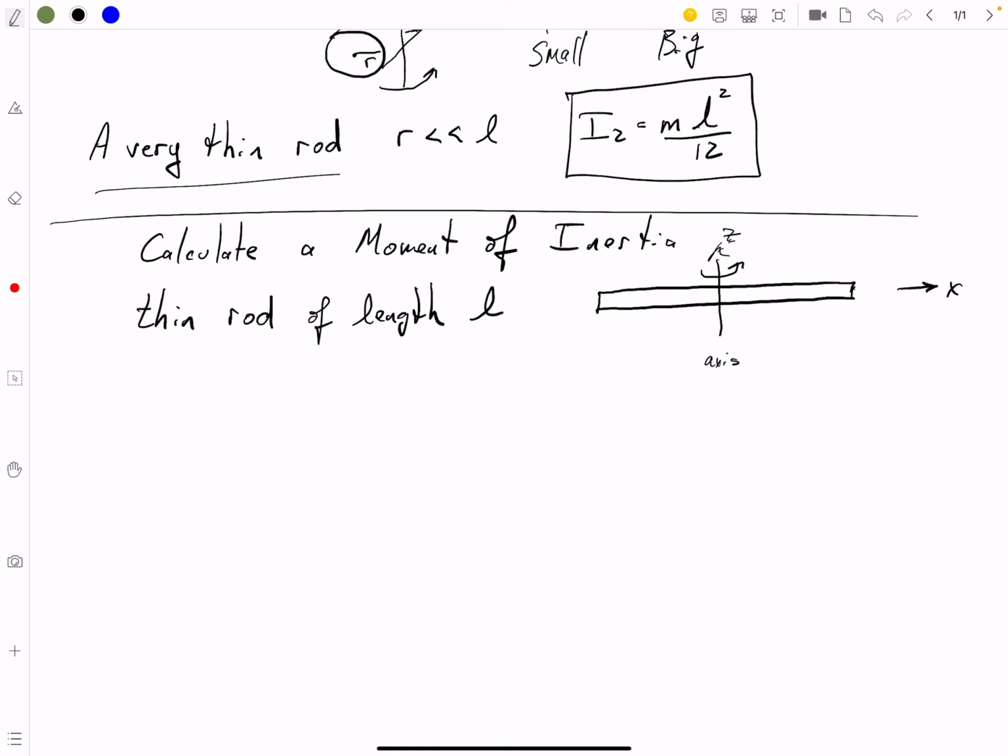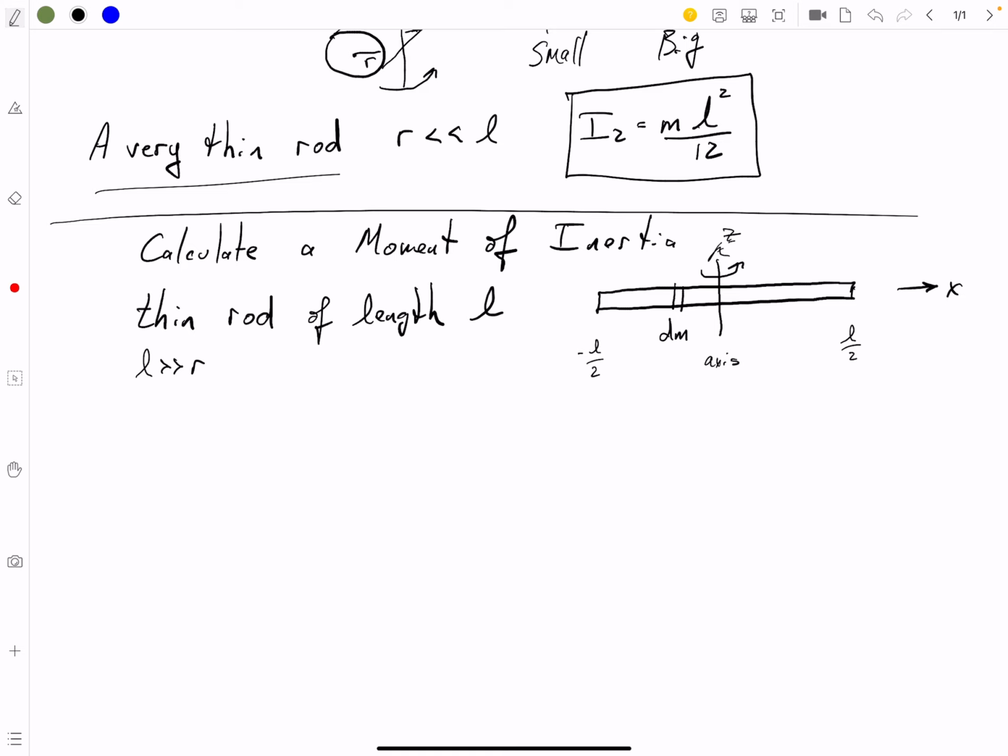The whole length is L, so that means from the axis to here is L over 2, and from the axis to the other end is minus L over 2. And again, because it's a thin rod, L is a lot greater than R, so we don't have to think about R. We're fine there. Now, let's do a little small dm.